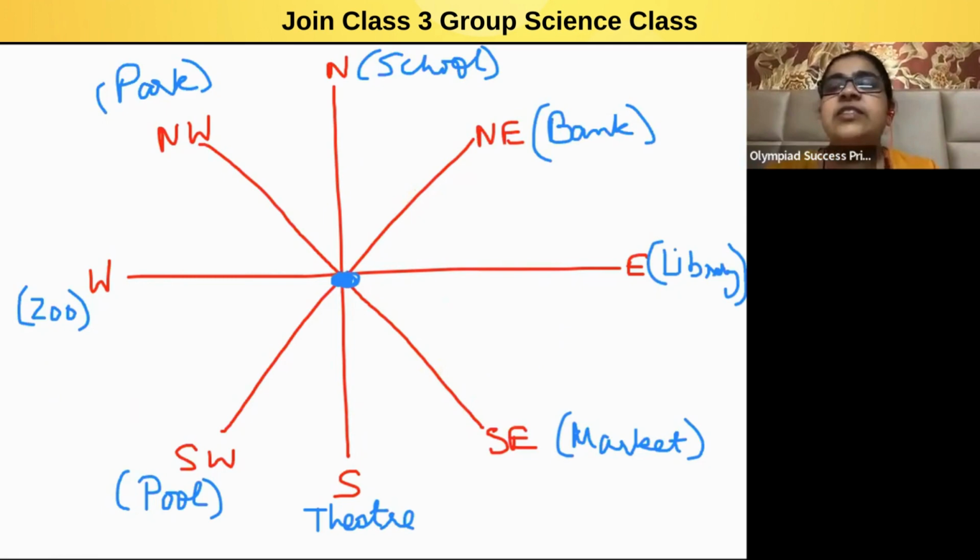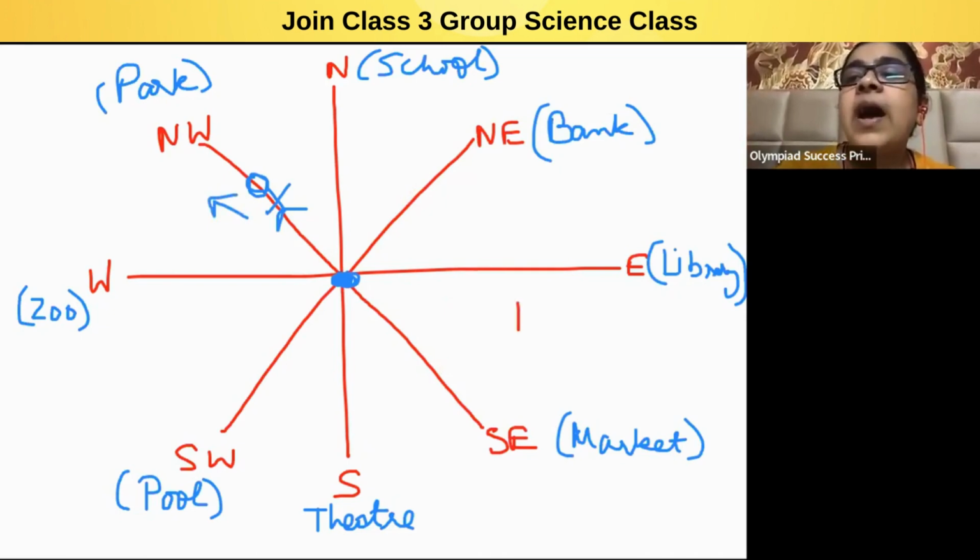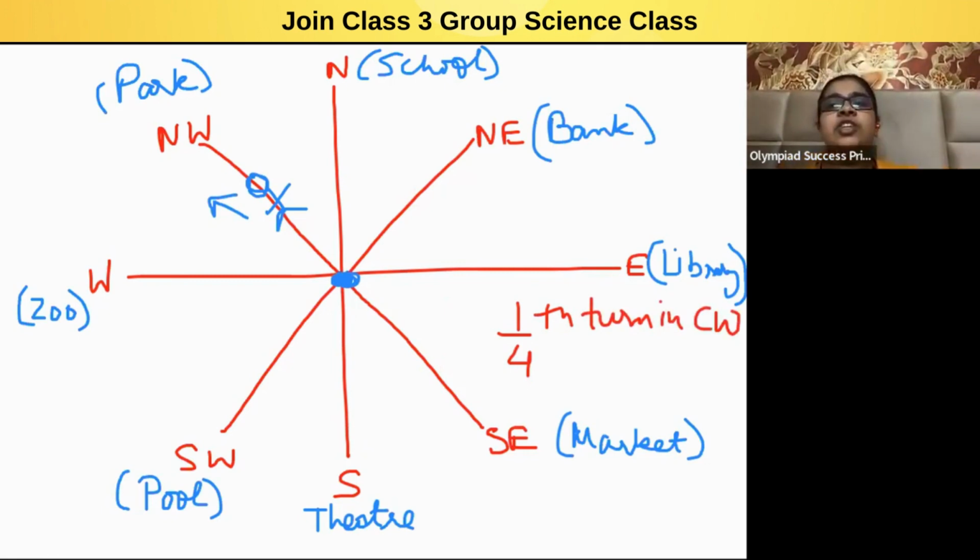The question says that I am standing and looking towards the park. I am facing towards the park and I am taking a 1 by 4 turn in clockwise direction. Where am I looking now? 1 by 4 clockwise direction from the park. Step number 1: convert 1 by 4 into 8.